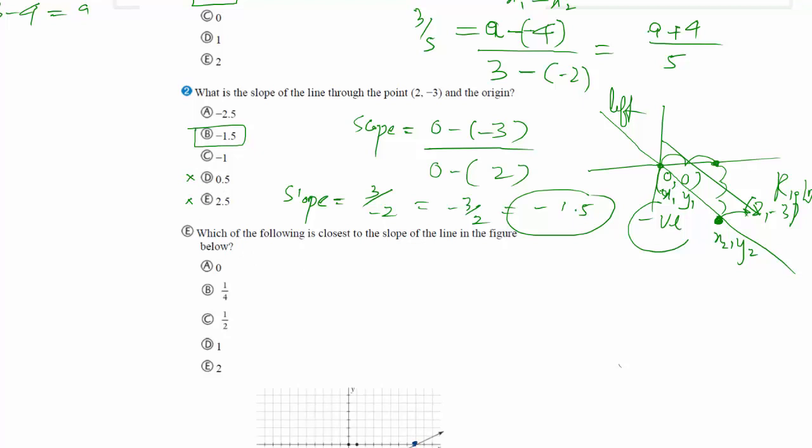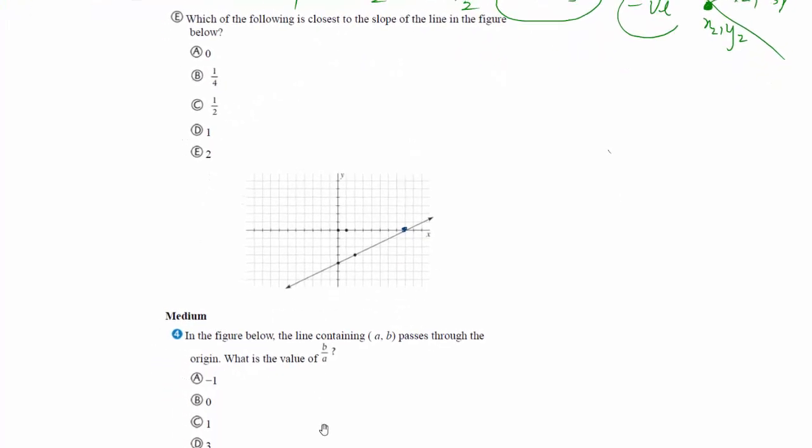Now let us see question number 3. Which of the following is closest to the slope of the line in the figure below? So well, it is a positive slope, so that means we can eliminate only option A. And we can see rise over run, and we have to get only 2 points. So the best 2 points will be the intercepts of y-axis and x-axis.